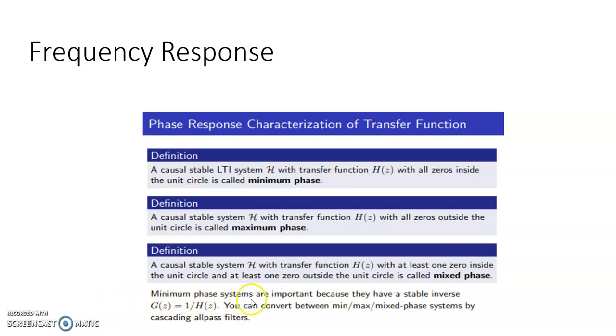So last point, minimum phase systems are important because they have a stable inverse g of z, that is 1 upon h of z. You can convert between minimum, maximum and mixed phase systems by cascading all pass filters. That means you are going to add or subtract zeros, so you can switch from minimum to maximum to mixed phases respectively.